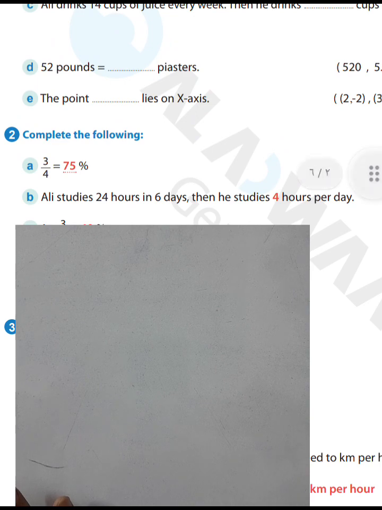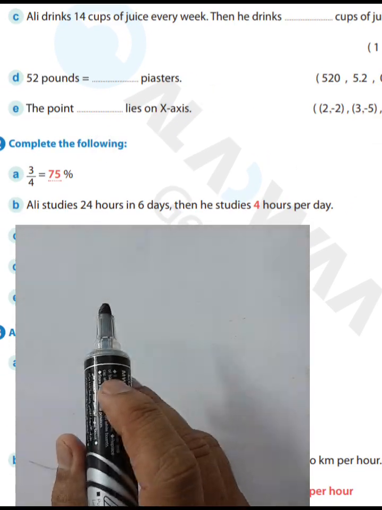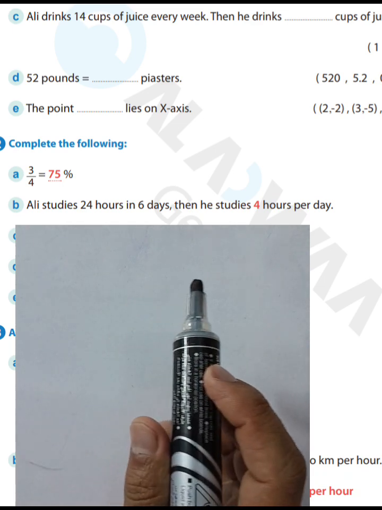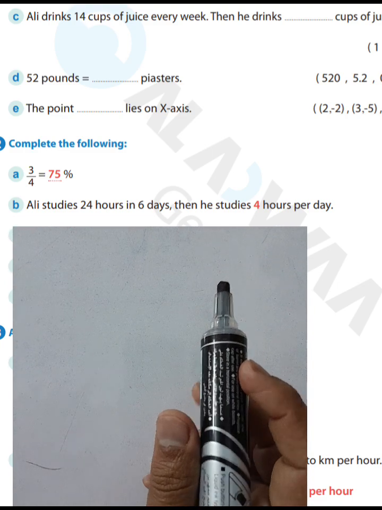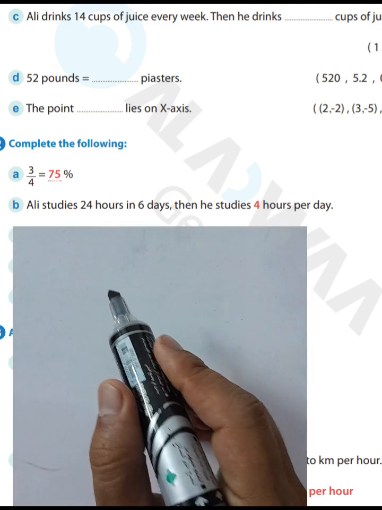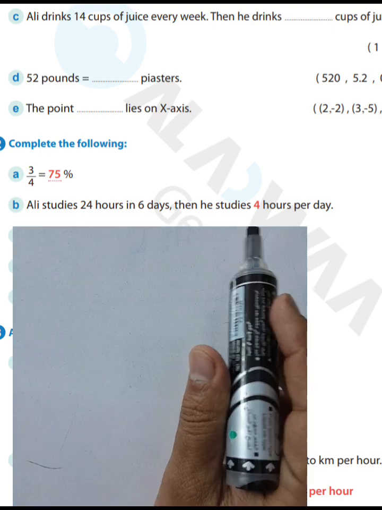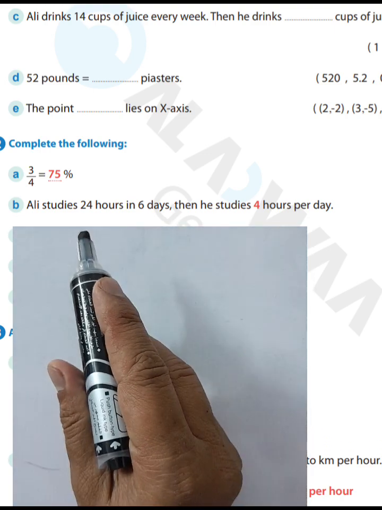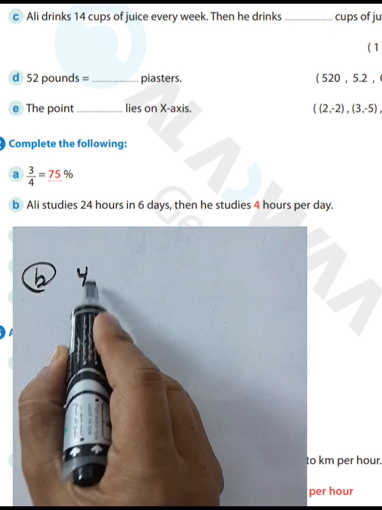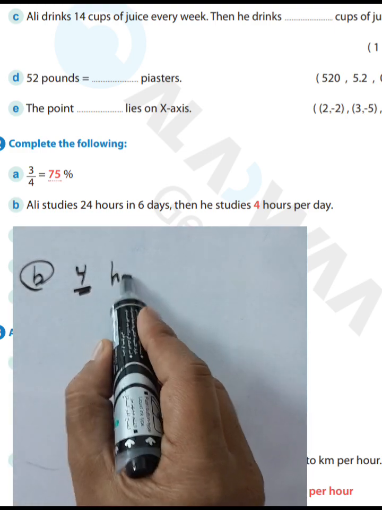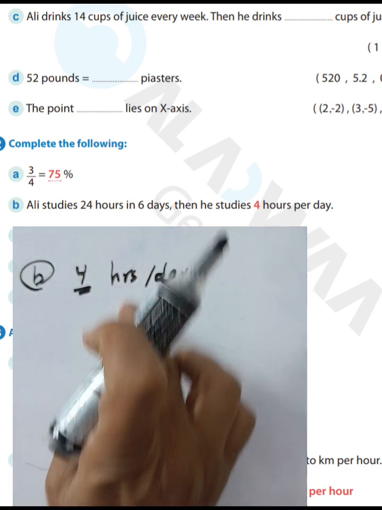Ali studies 24 hours in 6 days. Then he studies 4 hours per day. Studies what? 4 hours. Write 4 here. Why? Because he studies 24 hours in 6 days. Then he studies 4 hours per day. Right, 24 divided by 6. Okay, question letter B, the result will be 4 hours per day.